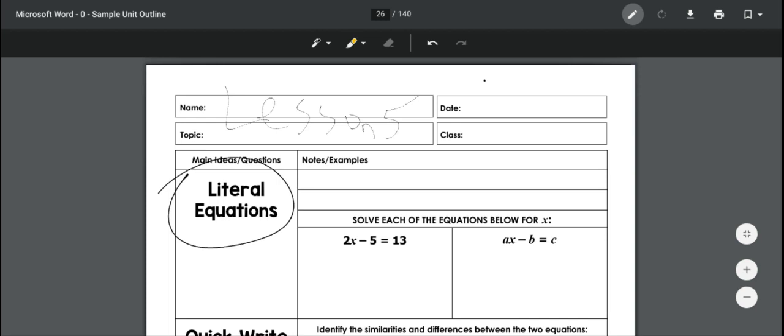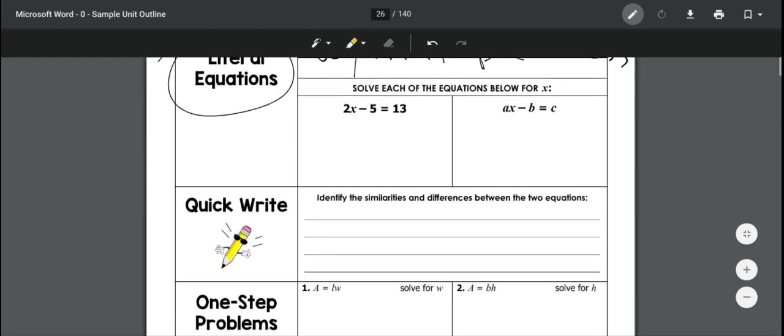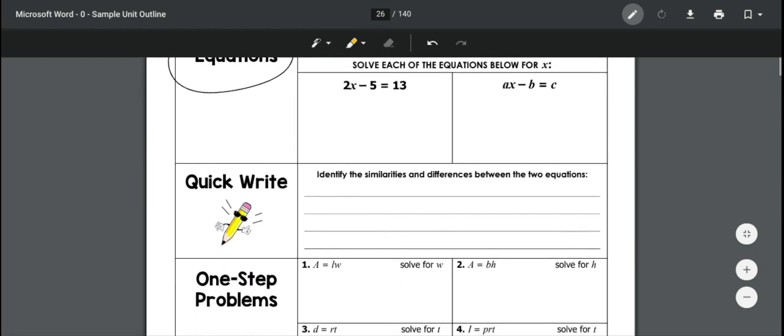Okay, so lesson 5 is on literal equations, which basically are equations with multiple variables. So they're going to just have all letters basically and no numbers. If you look down here, on number 1, you should recognize that formula. It's for the area of a rectangle.